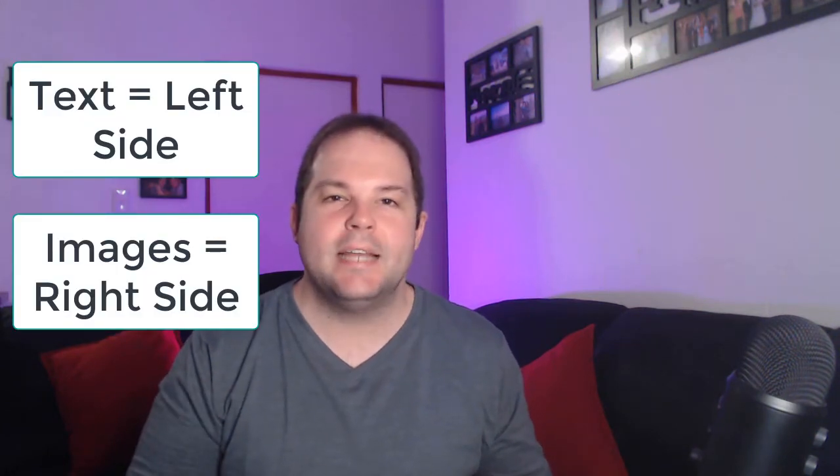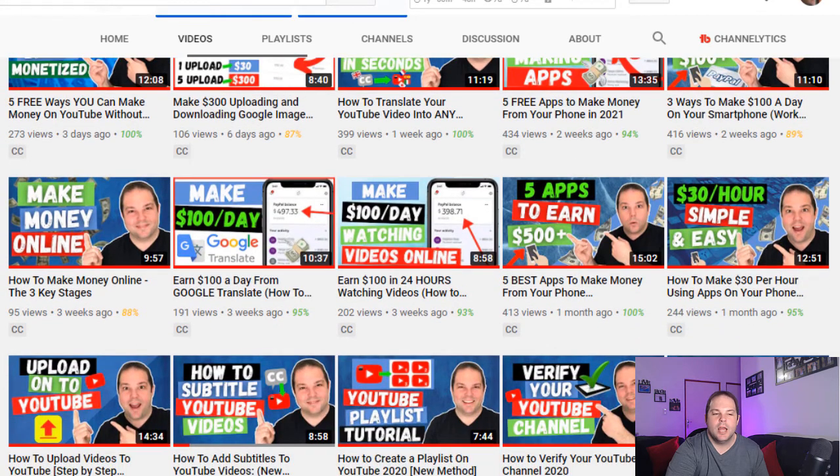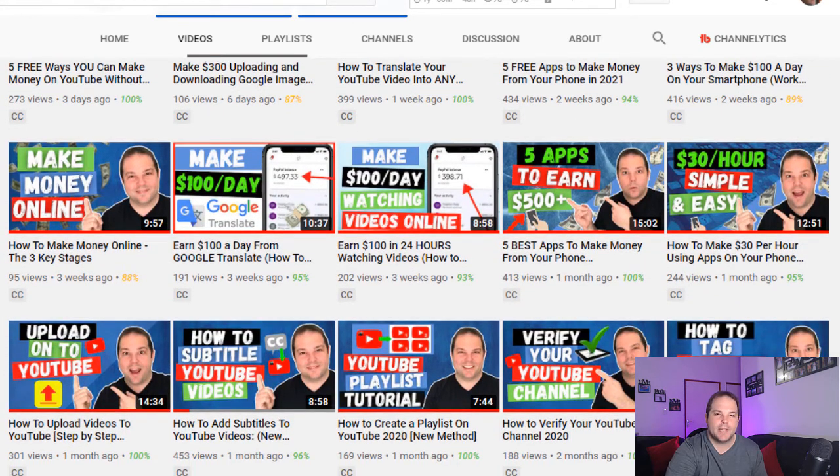Rule number 4, keep all the text on the left hand side and any images of yourself or other images on the right hand side. Once you've decided on what your font will be, what your text will be, and also what your facial expression will be, it's preferred to have the text on the left hand side of the thumbnail and the images on the right hand side. This can be a preference for some and not for others, but as you can see on the thumbnails for my channel, I prefer having the text on the left hand side and the pictures on the right hand side.